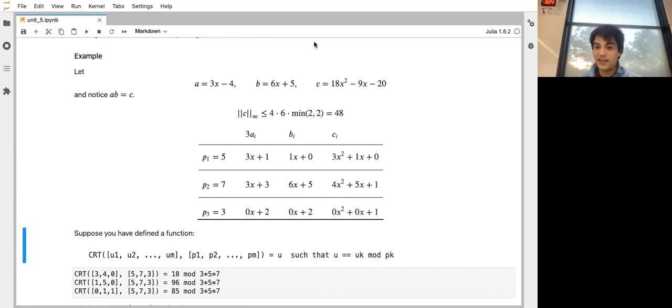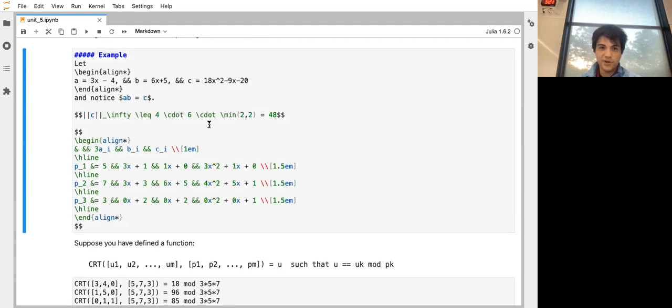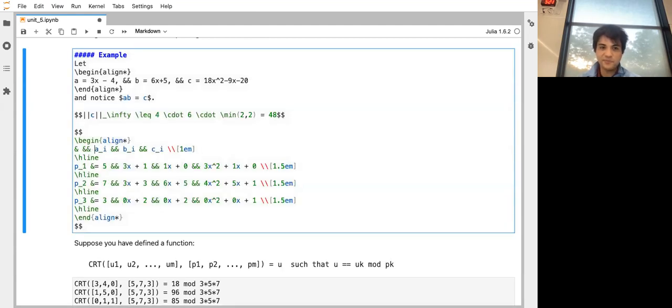Oh, we have something from the chat. Sorry, why is 3AI in the table again? Oh, I don't know why that's 3. Thank you.